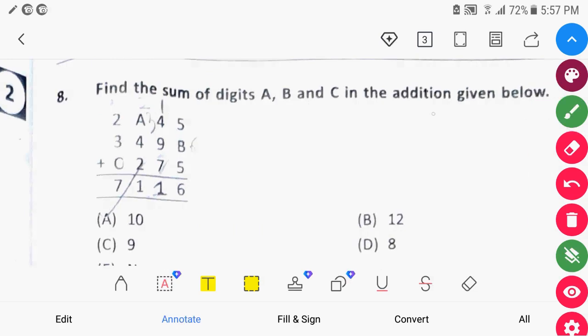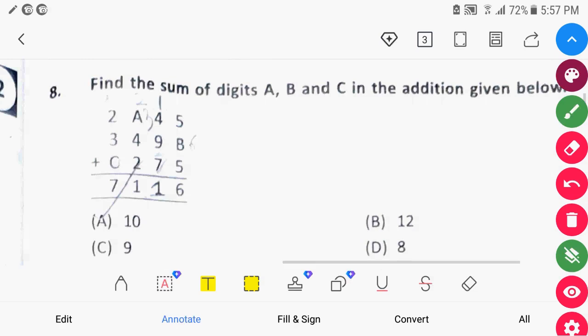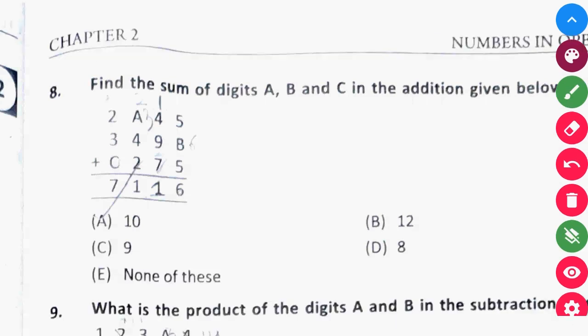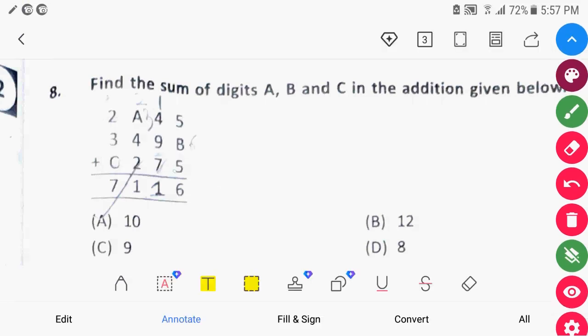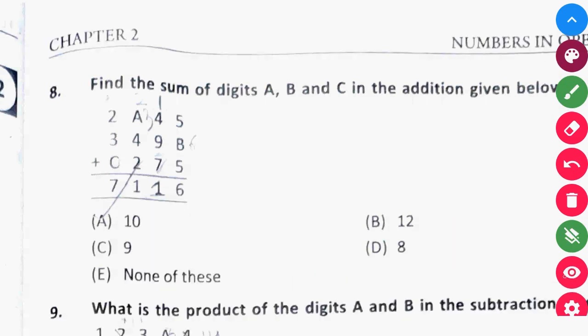Now this is the sum. Find the sum of digits A, B, C in the given addition. Now see, we have to add this and we have to find the value of A, B and C, and after finding the value of A, B and C, we have to add them. So 5 plus 5 is equal to 10, but here in the unit place there is a 6. So something is to be added in this 10 so that we get the digit 6 at unit place. So B's value must be 6 here. Okay. So 5 plus 5 is 10, plus 6 becomes 16.